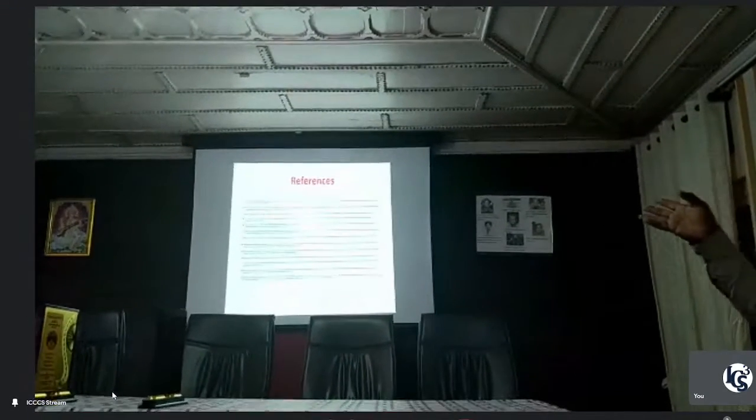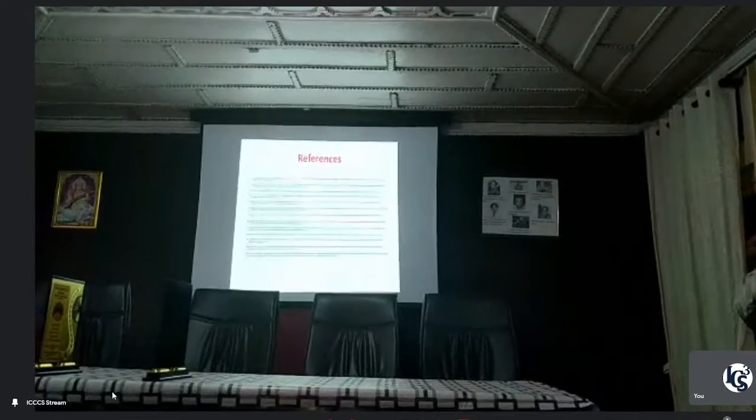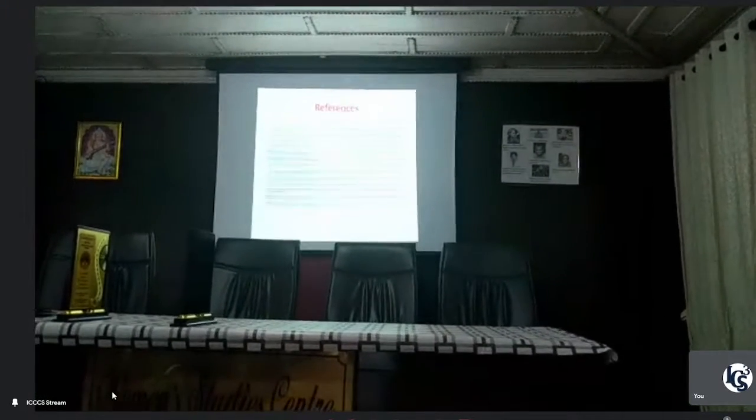Now these are the references. With their help we find out this particular column and then use the regression technique.